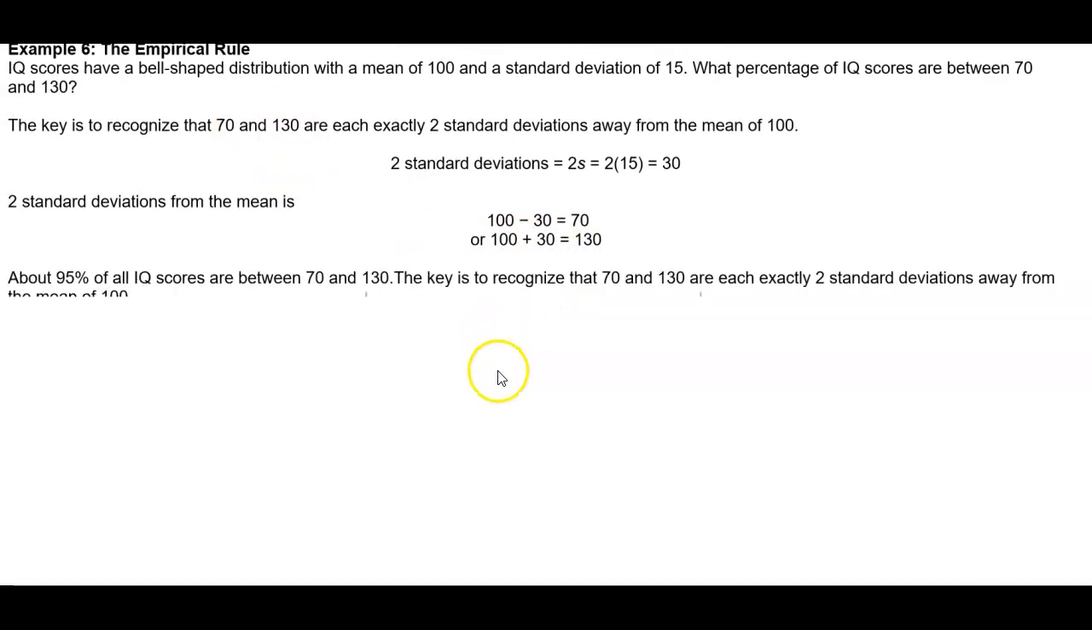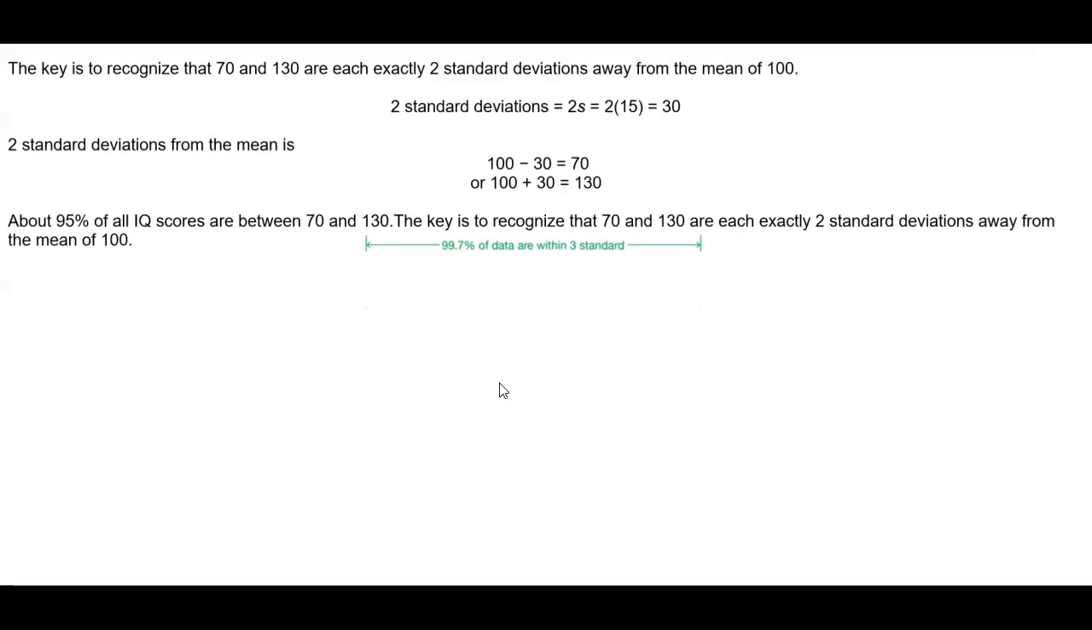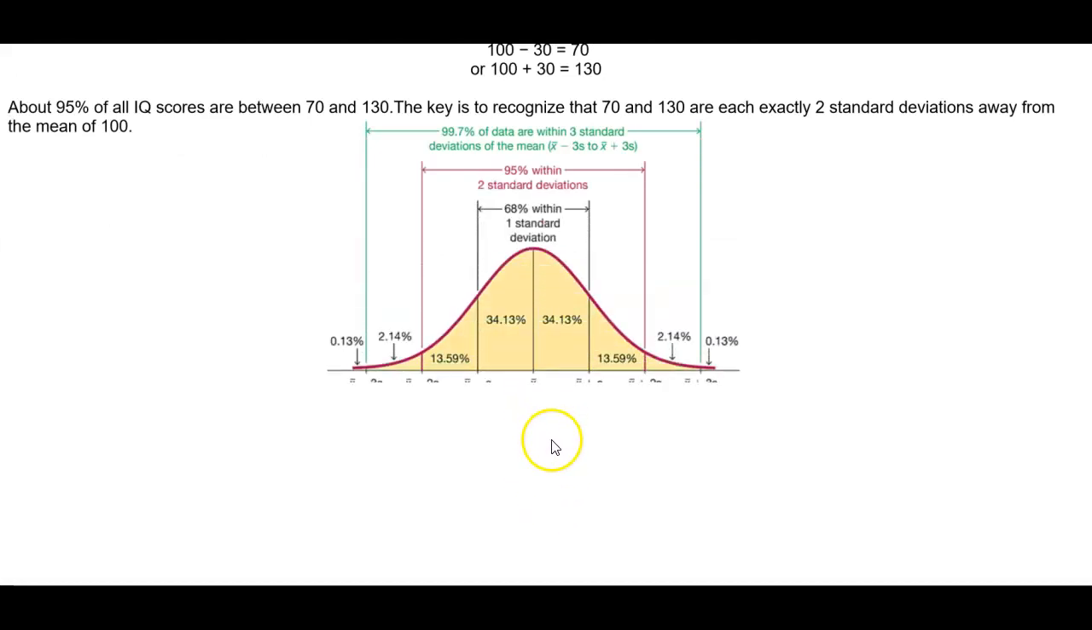Okay? Now, about 95% of all IQ scores are between 70 and 130. And the key is to recognize that 70 and 130 are each exactly 2 standard deviations away from the mean of 100. So let's take a look at our bell curve, right? So remember that our mean below is 100, okay? 1 standard deviation to the right of the mean is 100 plus 15.